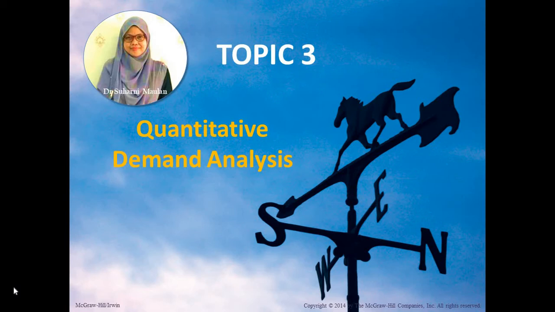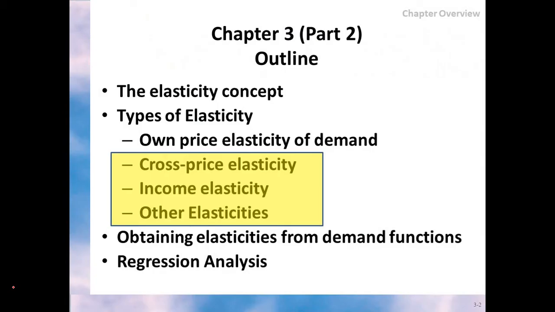We continue with topic 3, part 2. So this is the outline from last time. We have completed the first part, which covers the elasticity concept and own price elasticity of demand. For this video, we are going to look at the other types of elasticity. The first is cross price elasticity, then income elasticity, and a little bit on other elasticities.